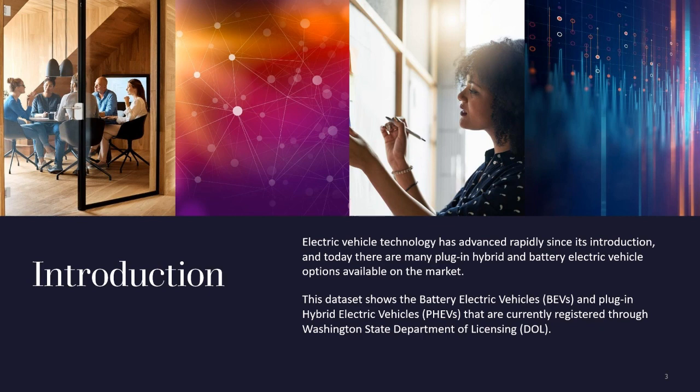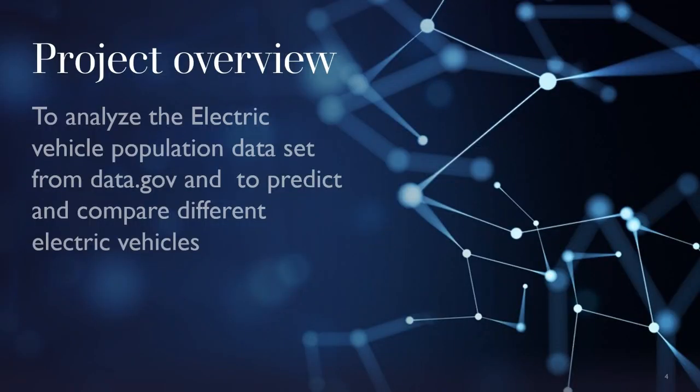The introduction of our presentation is that we are working on electric vehicle technology. It has advanced rapidly since its introduction, and today there are many plug-in hybrid and electric vehicles available in the market of USA as well as Canada. The data set that we have taken is of battery electric vehicles and plug-in hybrid electric vehicles that are currently registered in the Washington State Department of Licensing. So this is the data set we have taken.